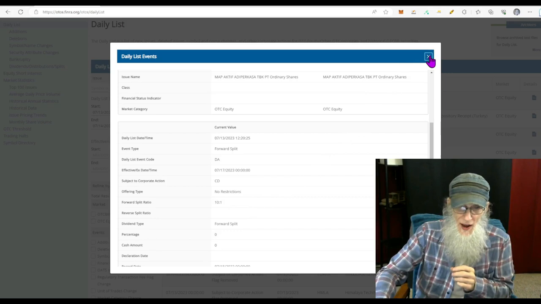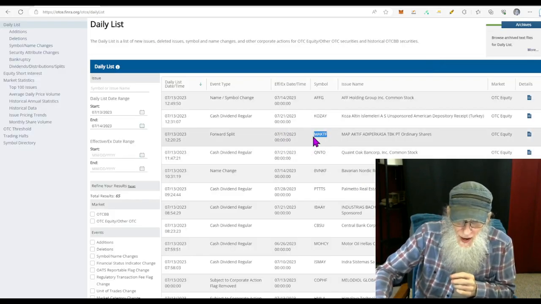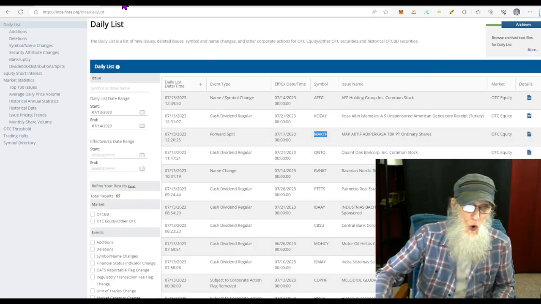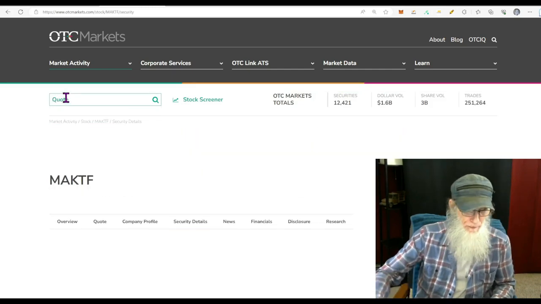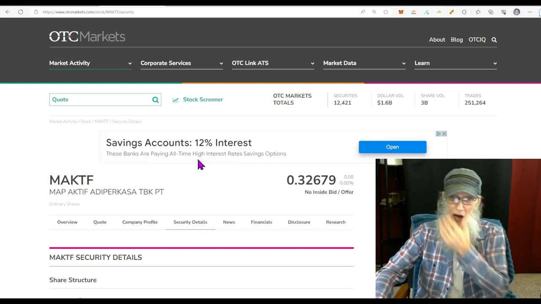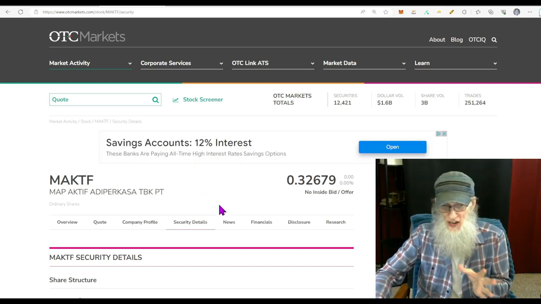So let's see if this company is a penny stock. Ooh, we could have found something here, folks. See what I mean about gold nuggets? Yes, it is a penny stock. She is at 32 cents right now.